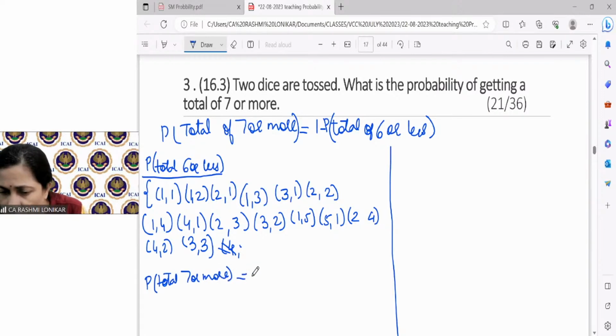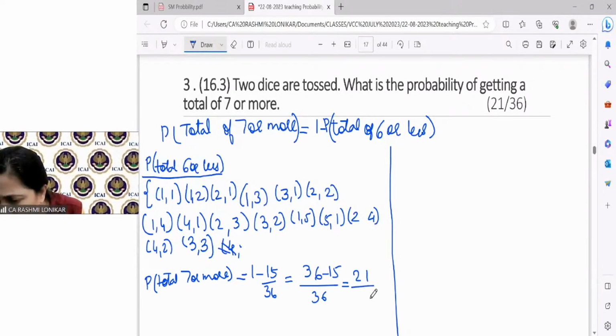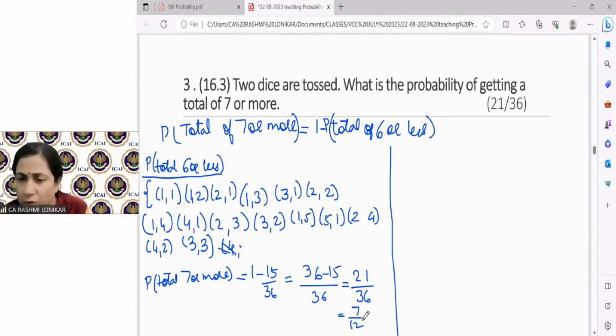So you have P of total 7 or more is equal to 1 minus P of 6 or less, which is 1 minus 15 upon 36. So this is 36 minus 15 upon 36. So how much is this? 21 upon 36. If I divide by 3, it is equal to 7 upon 12.